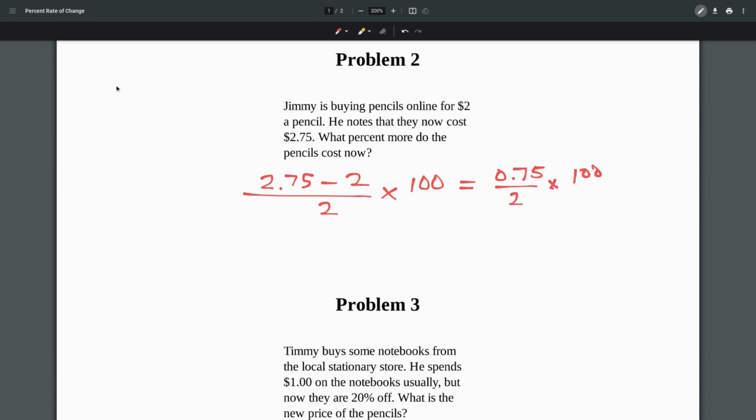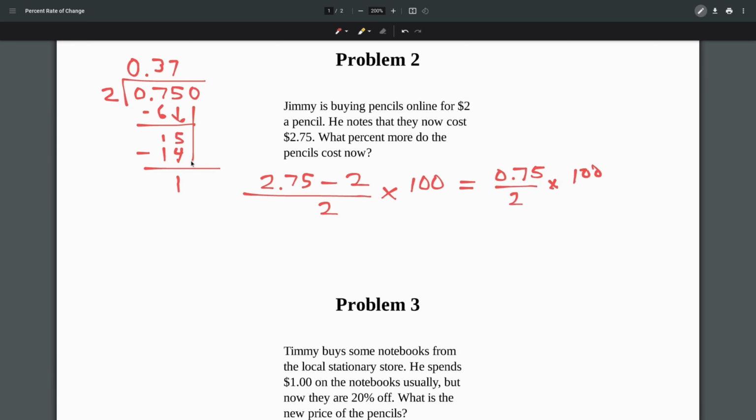Okay, let's go over to this side here and do the division. So I've got 0.75. We're dividing it by 2. Our decimal points here. 2 doesn't go into 0. 2 goes into 7 3 times. 3 times 2 is 6. 7 minus 6 is 1. Bring down the 5. 2 goes into 15 7 times. 7 times 2 is 14. 15 minus 14 is 1.